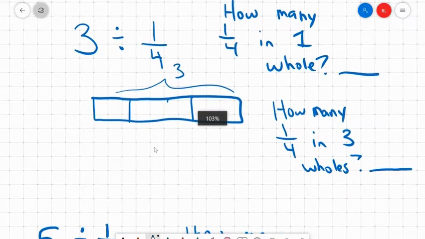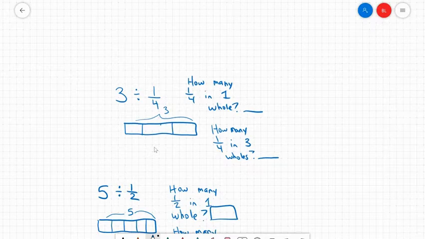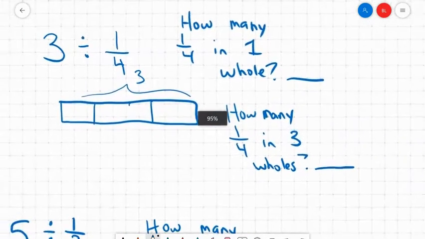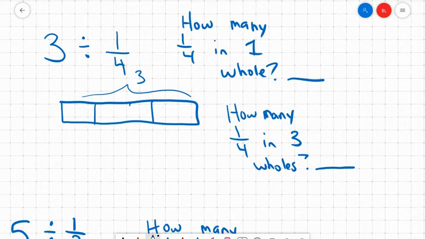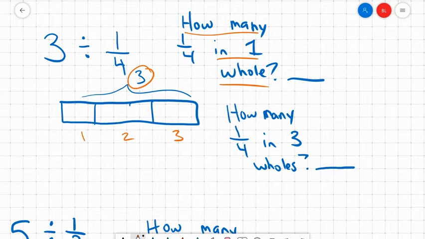Here I've set it up so that we've got 3 divided by 1/4. Again, I did a tape diagram with 1, 2, 3, because that would be 3 wholes. First of all, my question is, how many 1/4 are in 1 whole? If we have 1 whole divided into fourths, 4 fourths would make a whole, right? So 4 fourths make 1 whole.